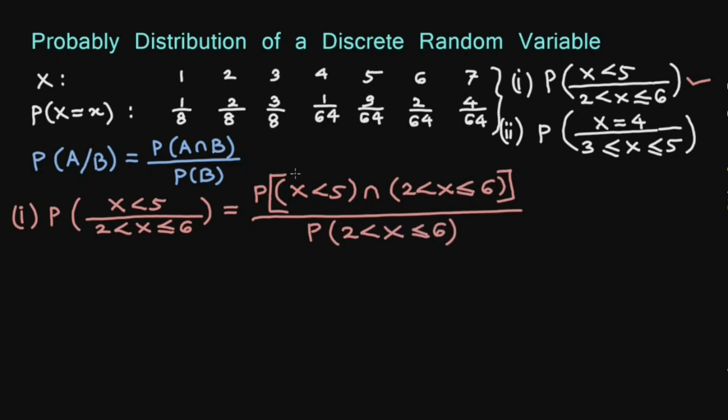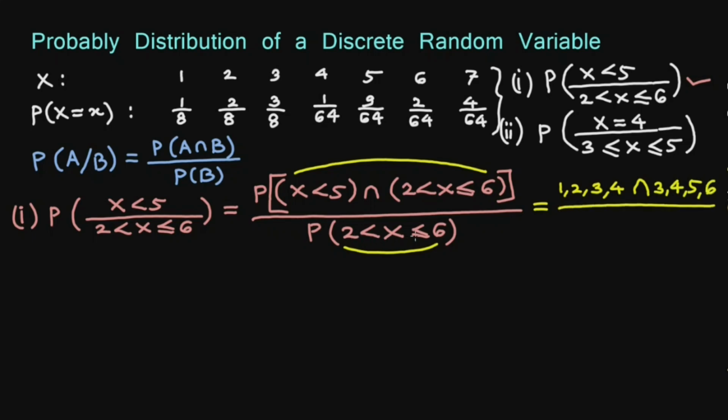First we will check which numbers come under this part and this part. So x less than 5 will contain 1, 2, 3, 4 intersection. 2 less than x less than or equal to 6 will contain 3, 4, 5 and 6. In the denominator, 2 less than x less than or equal to 6 will contain 3, 4, 5 and 6. In the numerator, the intersection of these two sets will be 3 and 4. So it will be p of x equals 3 plus p of x equals 4.